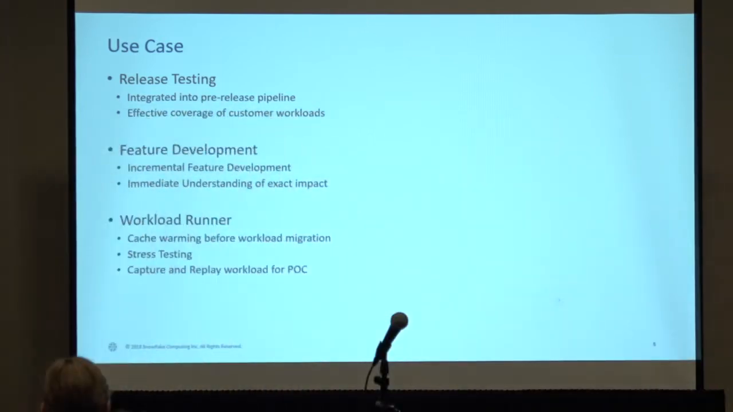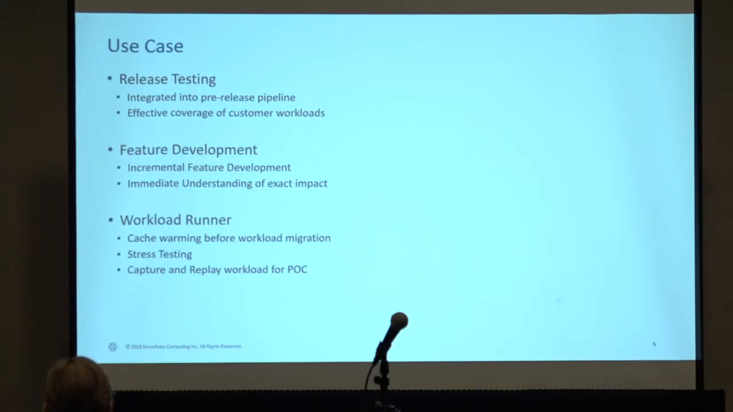The second main use case is feature development. We integrate Snowtrail as part of our feature development. This enables what we call incremental feature development, which I will talk a little bit more about later. This allows us to have an immediate understanding of the exact impact of a feature on the system, because we can use Snowtrail to test on the exact customer queries that this feature is supposed to be useful for.